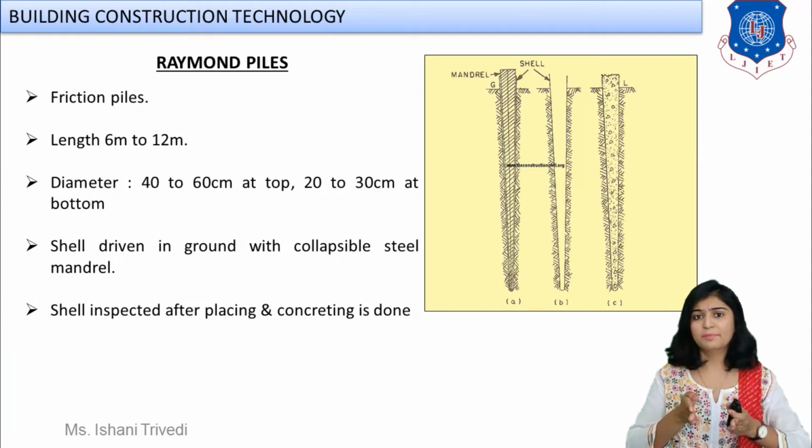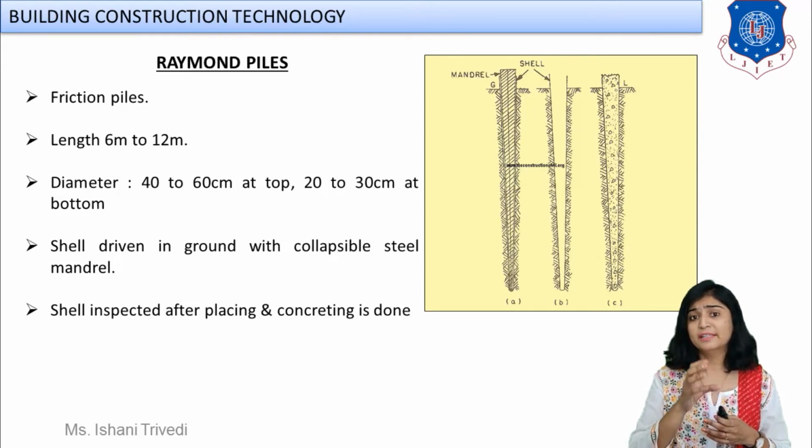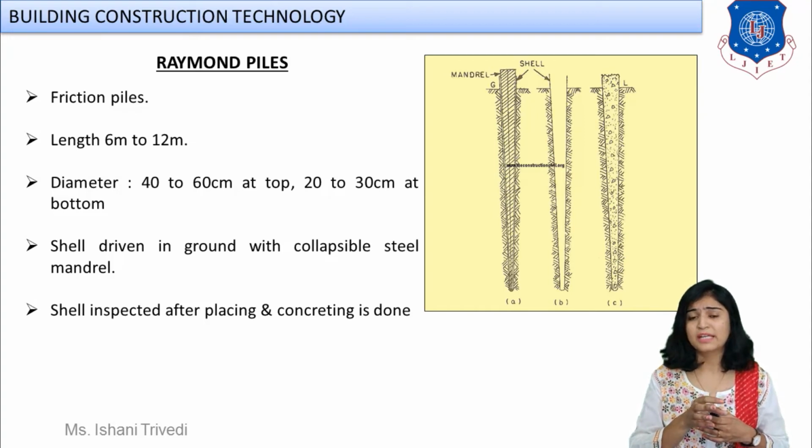Shell is the outer part, the casing part, and mandrel is the core part. Generally, this is used in lathe machines, in the mechanical workshops, right? Now, this equipment, shell and mandrel, right?